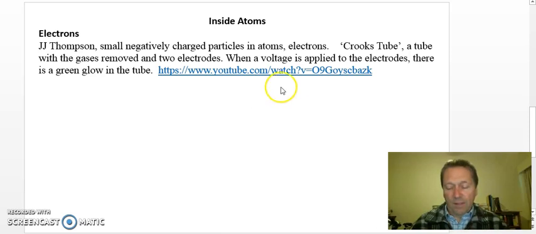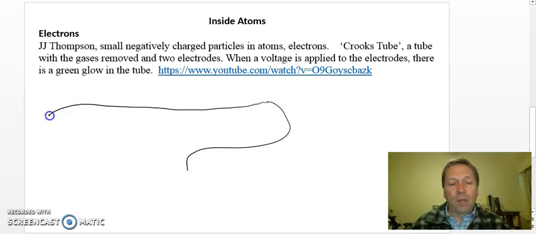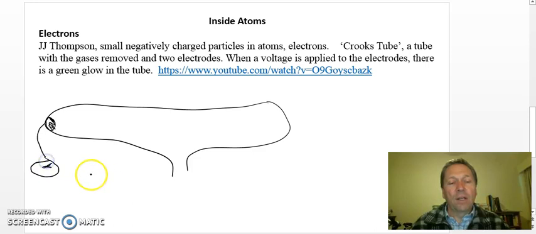There are different designs, but one design looks something like this. It's a glass tube and it goes around like this. They put one electrode over here, and that's connected up to a negative charge on that side. There's another electrode over here that's all sealed up, but the wire comes out and they put a positive charge on that side.